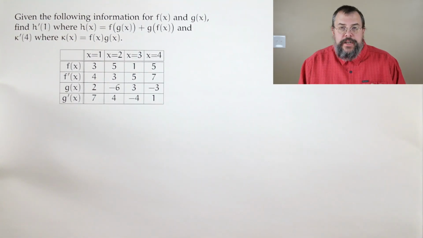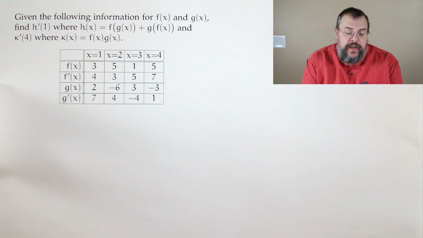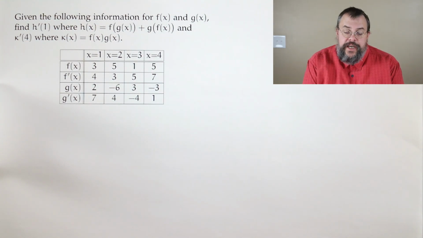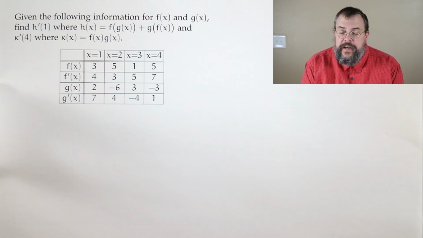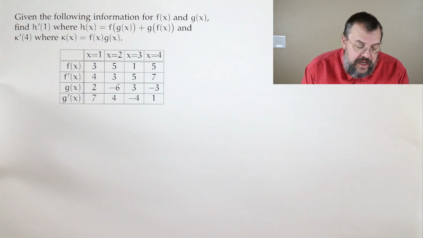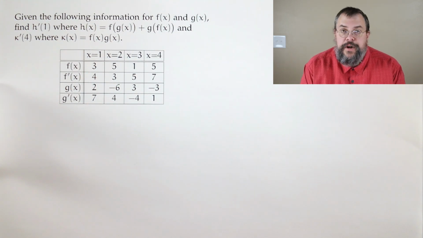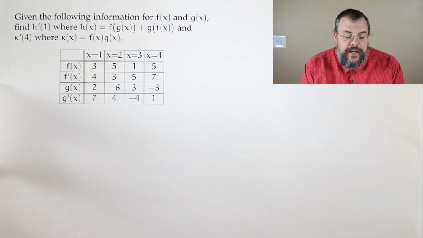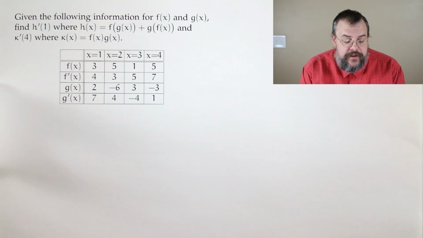So we're given the following information for f of x and g of x. We want to find h prime of 1, where h of x is f of g of x plus g of f of x. And it looks like a k. I think it's a kappa, but I'll go ahead and say k, because we're among friends here. K prime of 4, where k of x is f of x times g of x.